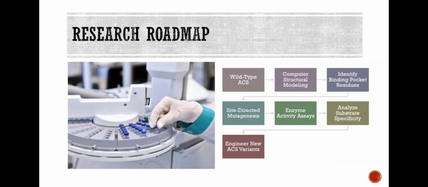The researchers started with the wild-type ACS and used computational structural modeling to identify important residues within the binding pocket. Then they generated mutant enzymes using site-directed mutagenesis. Then the mutants were tested against multiple substrates, and their activities were compared to determine how substrate specificity changed.